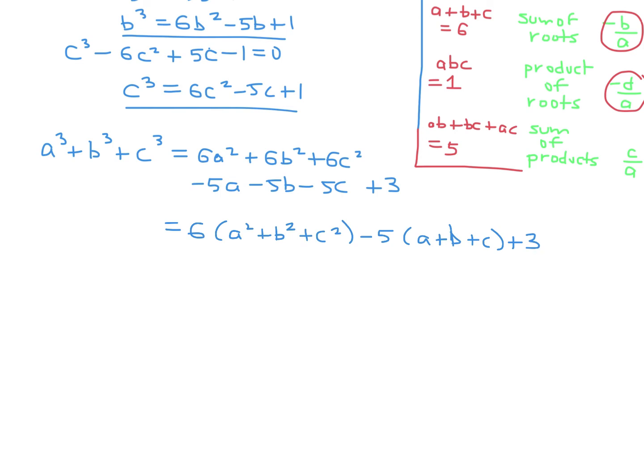Okay. Now, a squared plus b squared plus c squared, we have to do a little bit of manipulation to get, which we will. So I'll just leave that. But a plus b plus c, that we already got. So that's really good. We can put that 6 in there. Now let's concentrate on this. I'll do it on the side here.